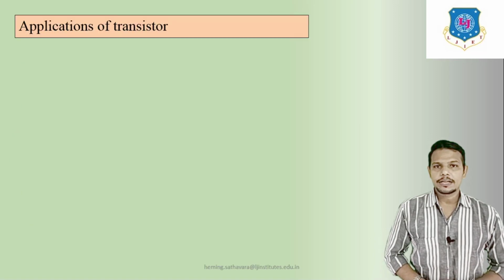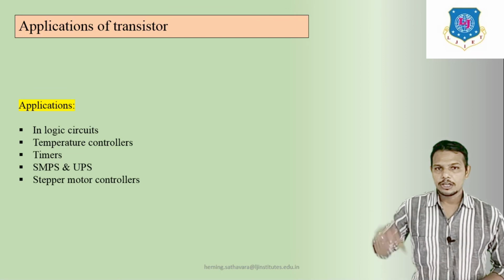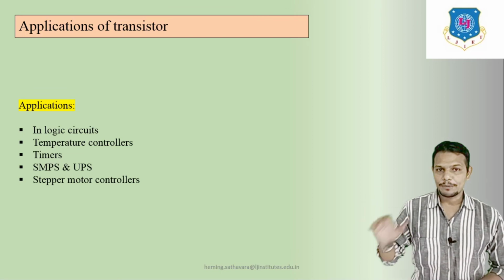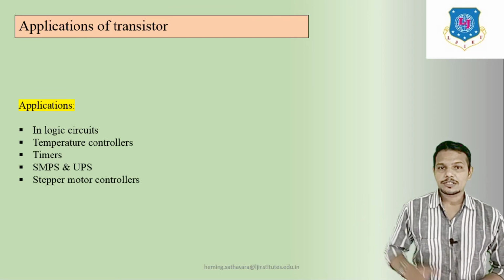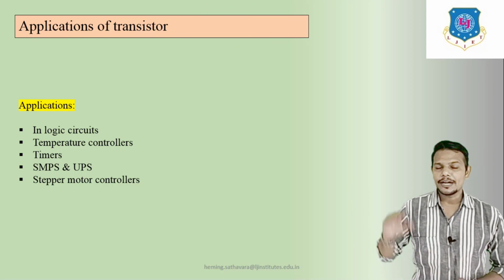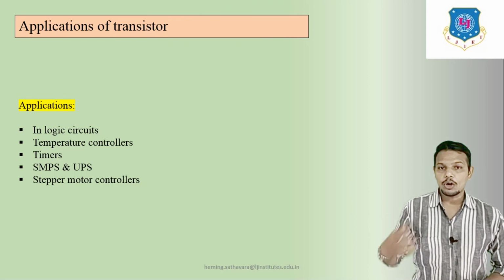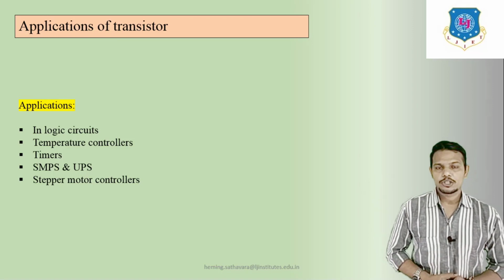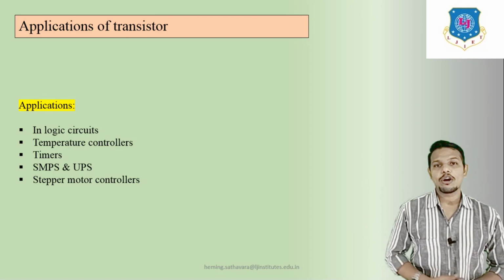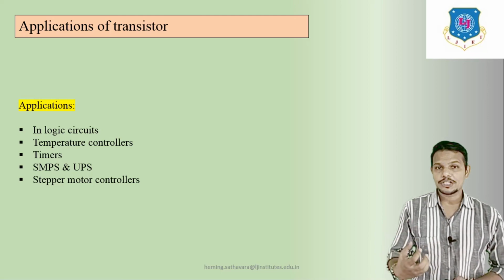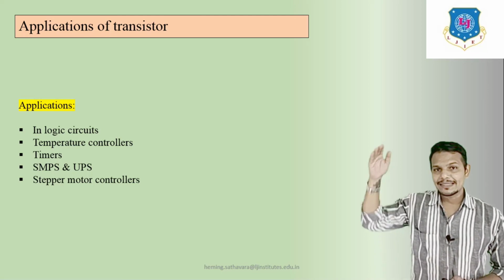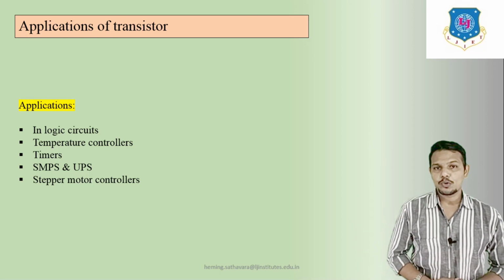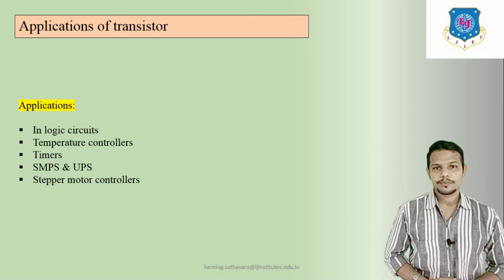So here are the applications of transistors: logic circuits, temperature controllers, timers, SMPS and UPS, and we can also use them in stepper motor controllers. So these are the applications of the transistor. We can use the transistor as a switch in these different types of controllers or circuits.